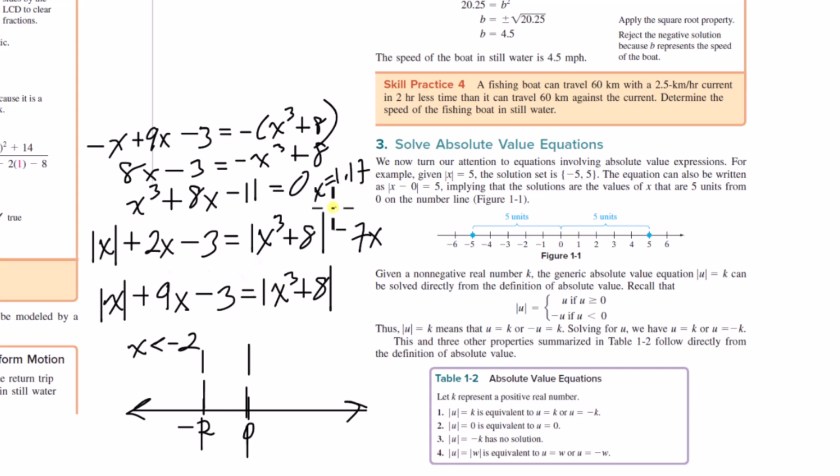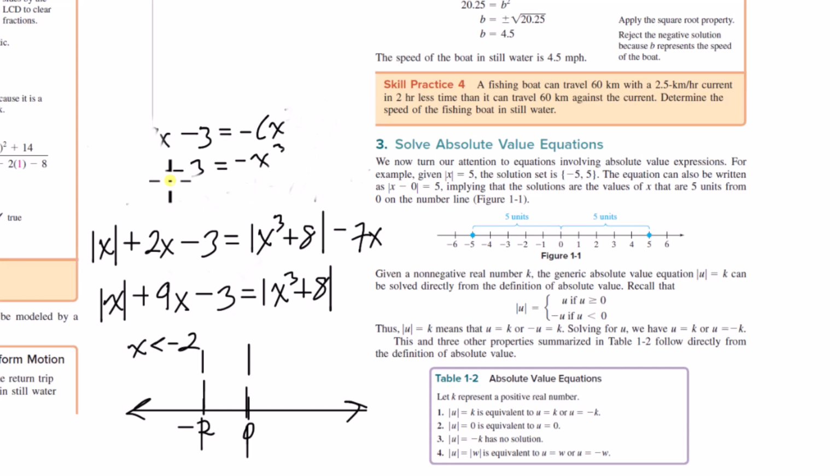Okay, but now the next thing we want to do is make sure that this value is within the interval that we were restricted to. Is 1.17 less than -2? No, it's not. So no, this is not a solution. Because the way that we simplified the absolute values was based on x being less than -2. So it makes no sense to say that x is equal to 1.17 in that case. So there's no solution here. When x is less than -2, there's no solutions.